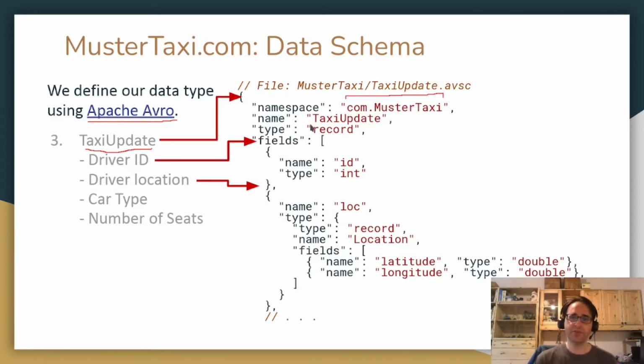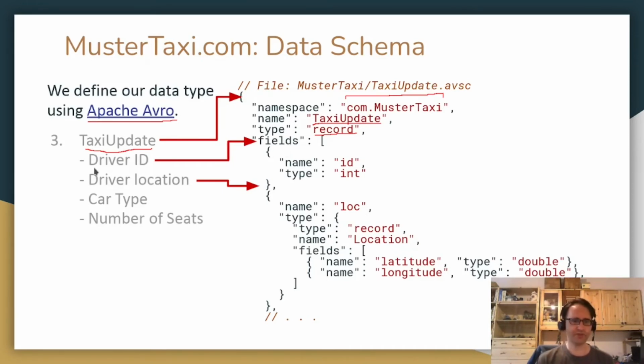You have to name your data type. In this case, we're calling it taxi update. And the type we have is a record. A record is akin to a JavaScript object. It's just a collection of fields, and each field has a name and its own type. Each field can have a different type if you so choose. It's just a generic piece of information about your company. So we're going to start defining some of these fields.